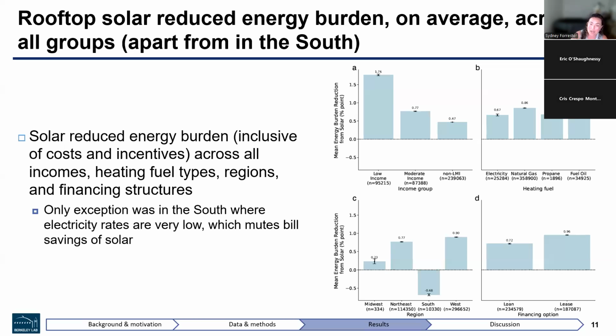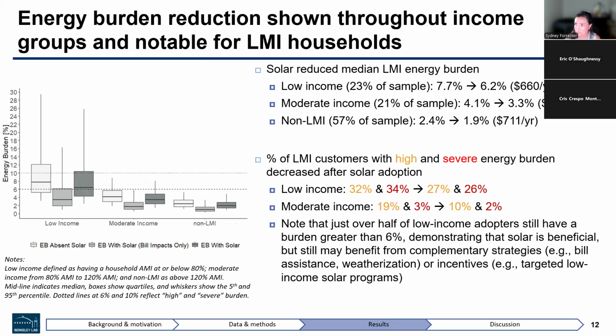But I also wanted to note that the y-axes are all scaled the same. So you can also compare magnitudes of the different percentage point reductions. You can see here that, again, solar reduced energy burden for low income, at or below 80% of area median income. They were able to do it more so for that group than any other group on average.